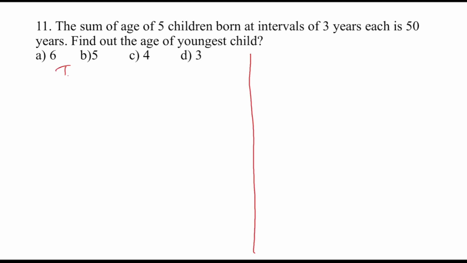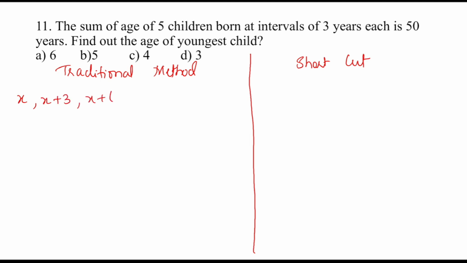So traditionally, how do we solve this problem? The sum of ages of 5 children, isn't it? Born at intervals of 3 years. Okay. So if the youngest child is x, then what will be the next child's age? x plus 3, then x plus 6, then x plus 9, and the last child will be x plus 12.